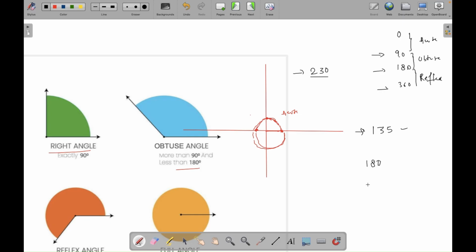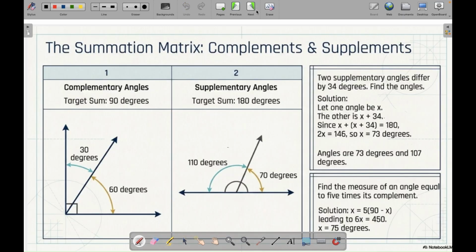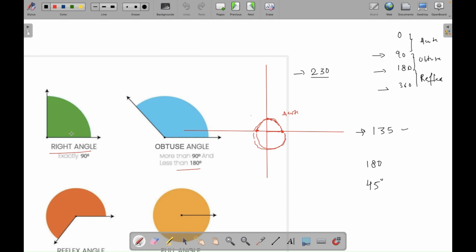Very good. Now say 45. Yeah, good. So I hope this is clear to you. Then we have another type of angles. I mean, this was the angle wherein we were only classifying one single angle. Now we have two angles.